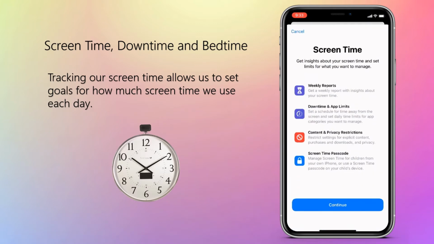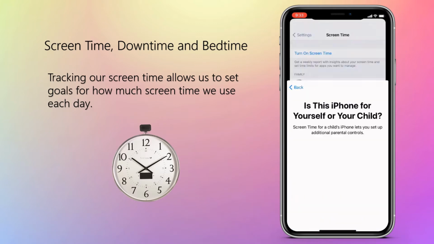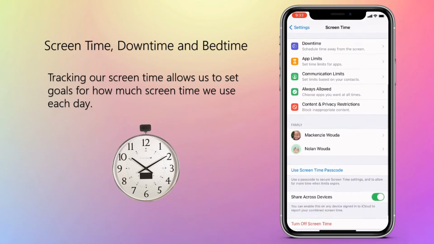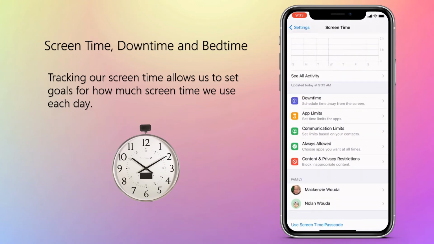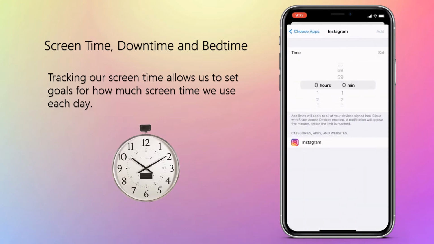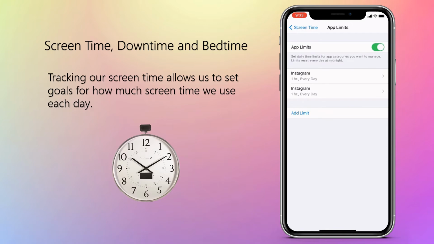Select This is my device. After you turn on screen time, you'll see a report showing you how you use your device, apps, and websites. From this screen, you can track just how much time you spend on various apps on your phone. For example, if you find you're spending way too much time on TikTok or Instagram, you can even set a time limit for these apps.